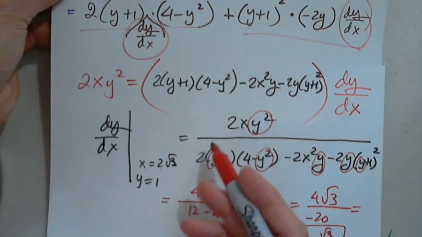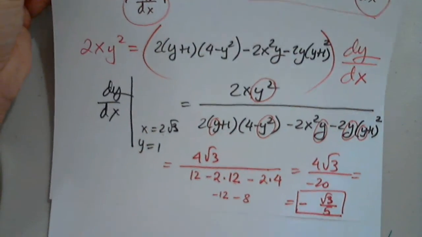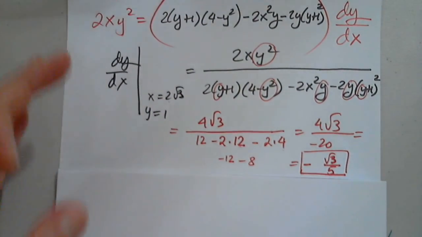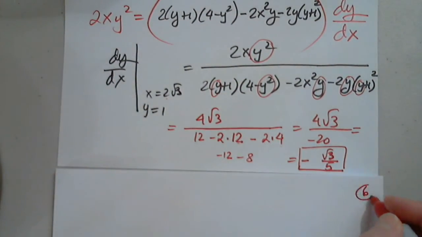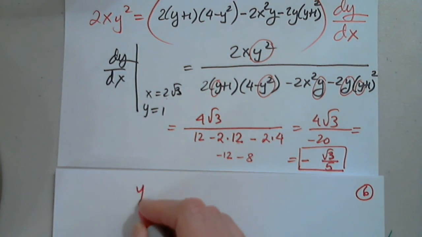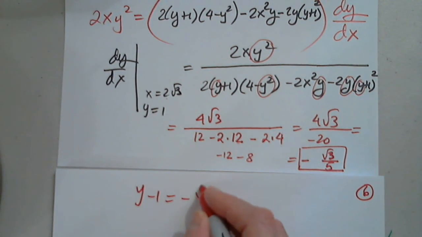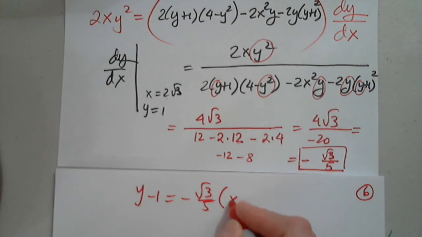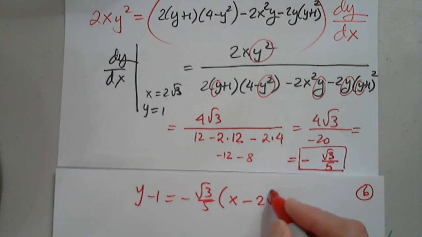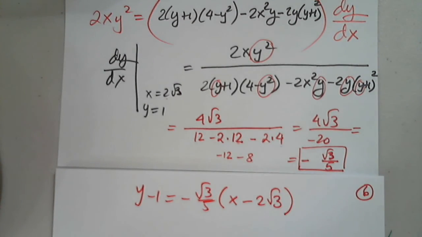So this is not finished. That's why I didn't even bother to simplify. There is no need because I needed one number. It would have been silly to spend the time to simplify, but I only needed this. So y minus 1 equals negative the square root of 3 over 5 and x minus 2 square root of 3. I have to distribute.